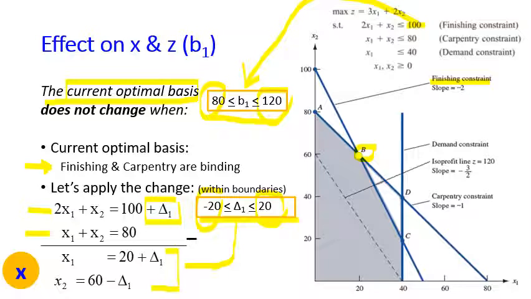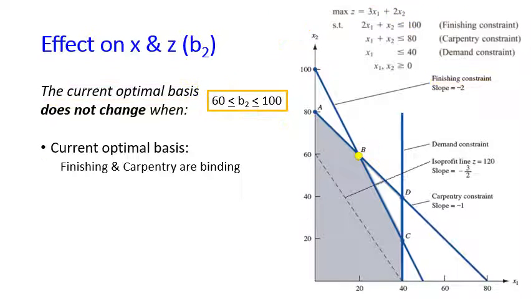Now, once you have the x1 and x2, you may compute the value of the new z using the equation of 3x1 plus 2x2. Now that was for the finishing constraint. Now you may perform similar analysis for the carpentry constraint.